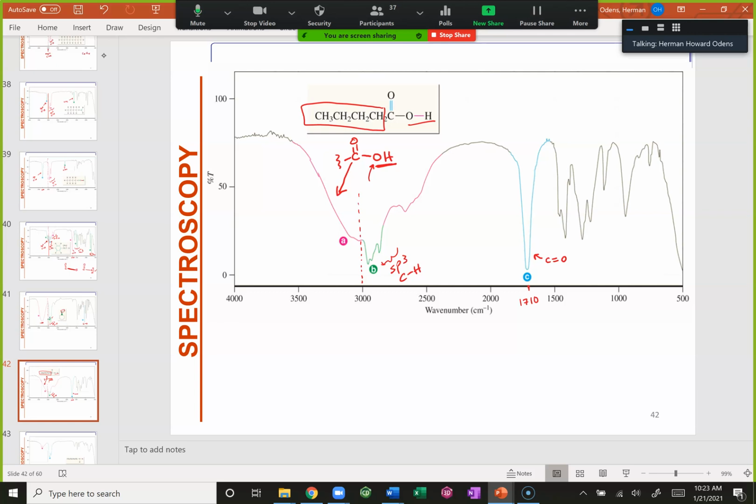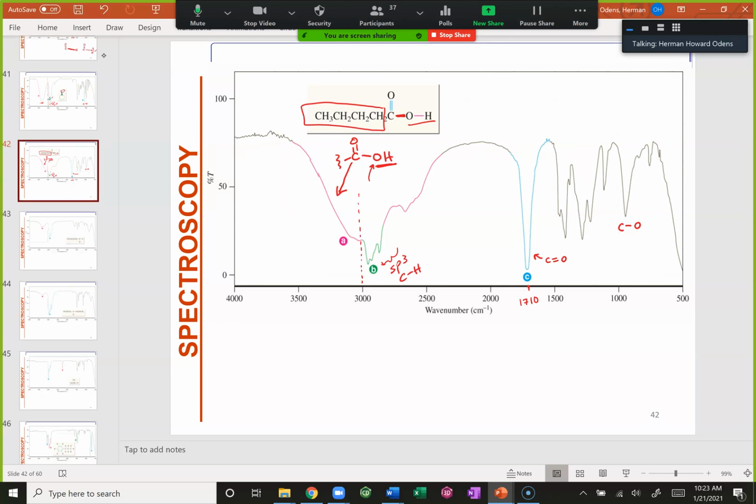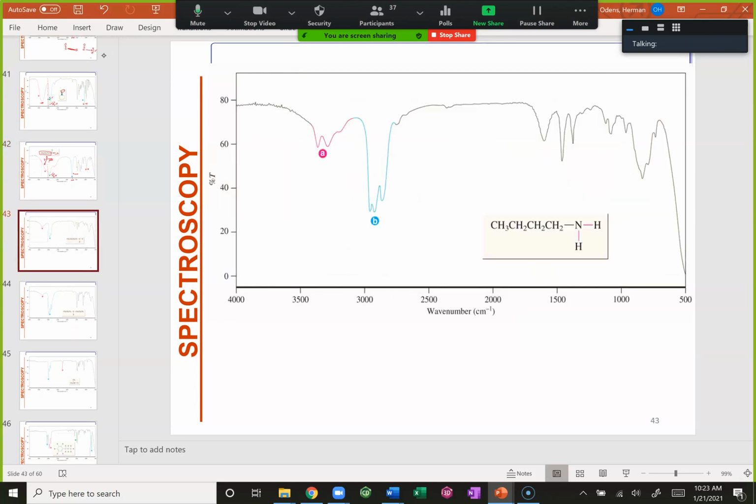The fingerprint region. Oh, wait. We should have a CO band. This publisher didn't do it, but I'm gonna do it for you guys. It's this one right here. That makes sense because we have a CO stretch. We need to find it. All right. Next. So basically what I'm trying to give you is experience on the different functional groups. That's my goal here.